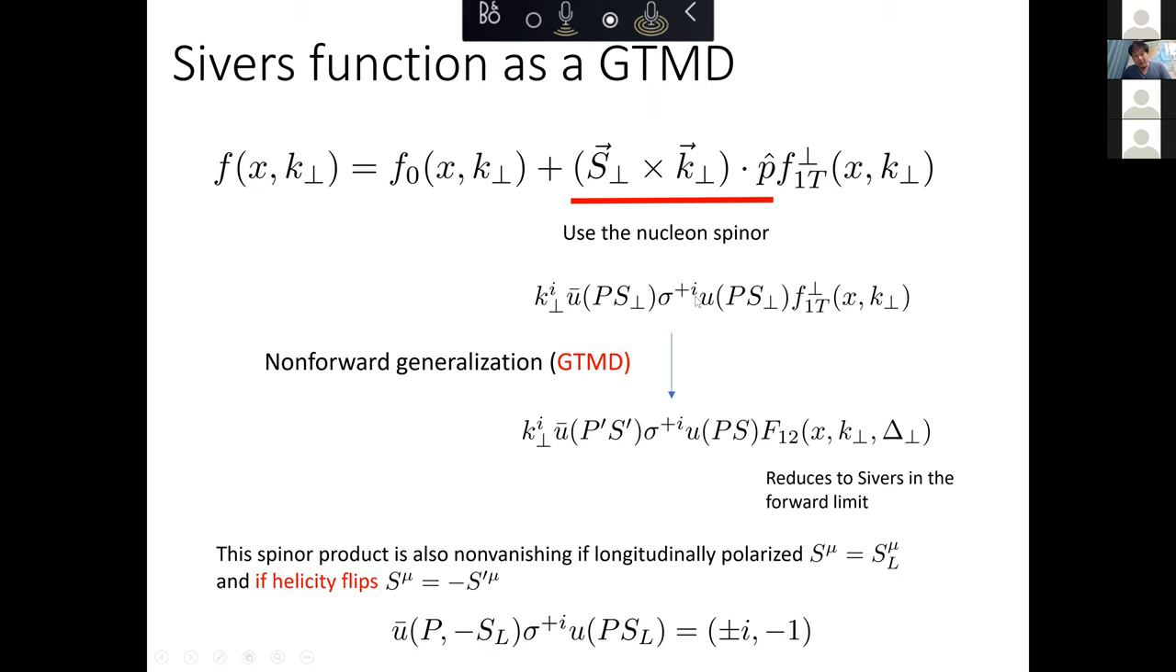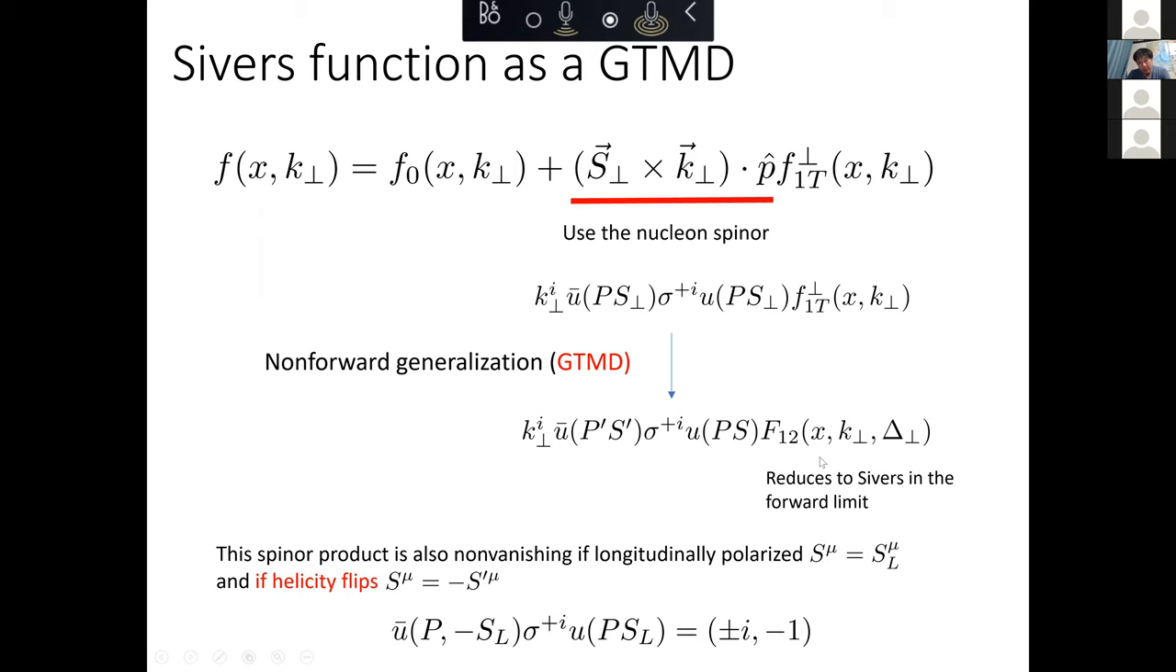Once you write it in this way, you can easily generalize it. The initial momentum and the final momentum don't have to be the same, and the initial spin and the final spin don't have to be the same. So you can generalize this to the non-forward direction. Then the TMD becomes a GTMD, which I call F12. Basically, the forward limit of this F12 is the Sivers function. That's the generalization.